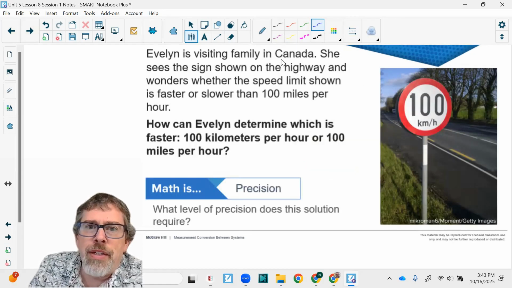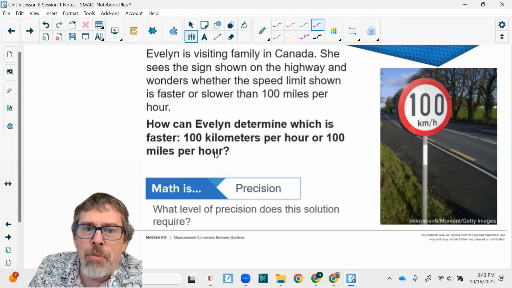So Evelyn is visiting family in Canada. She sees the sign. Okay, this is just a repeat. How can Evelyn determine which is faster, 100 kilometers per hour or 100 miles per hour? And it says, what level of precision does this solution require? Okay. So we have to be precise as to what we're going to use for our units. Okay. So they use 0.6.